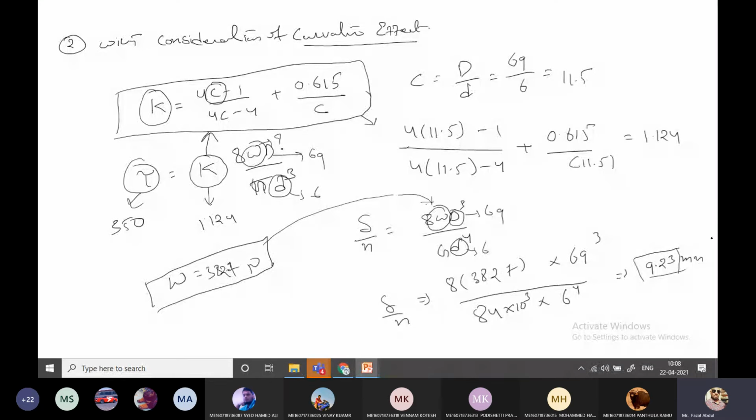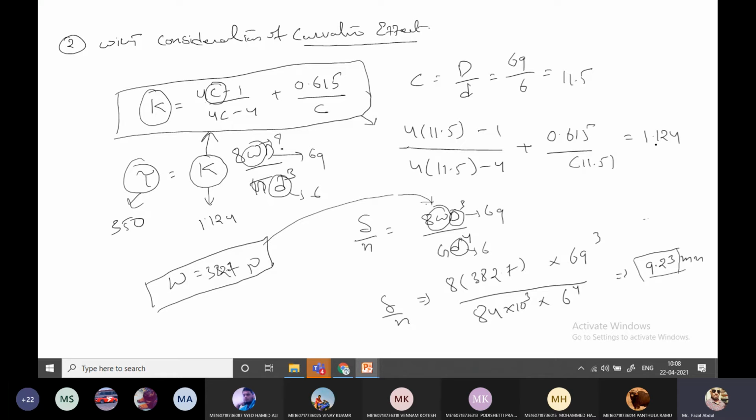If somebody is getting 11.23, somebody getting 10.23, that is not the correct procedure. Sir, 9.23. So shall we move to the next problem, if you don't have any doubts in this problem?